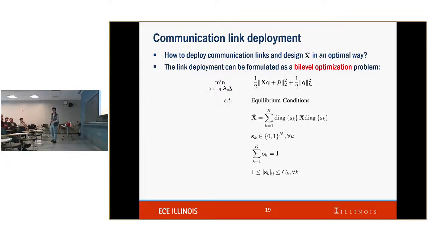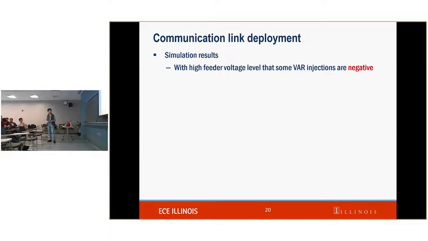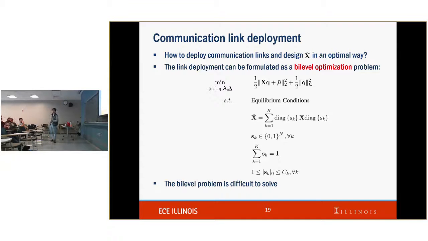Basically, on the lower level, it's just what we have done. It's an equilibrium, and we calculate it using the ECs. And we put them as the constraints. And on the upper level, we want to minimize this operational cost. And the S here is the selection vector. Basically, the S here determines how the X-tilde, or how the communication topology, looks. However, this bi-level problem is difficult to solve because we have the equilibrium conditions as constraints. We only have some numerical results so far.